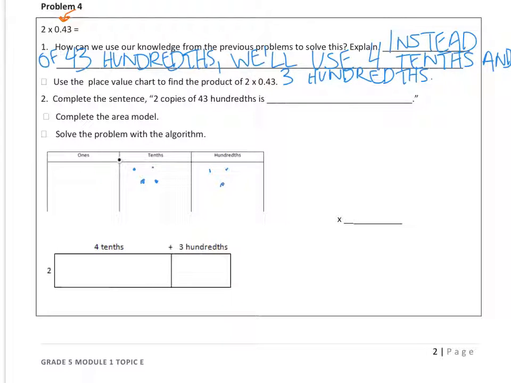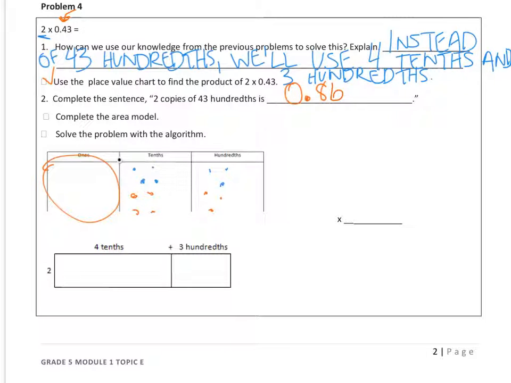And how many copies do I need? Oh, I need 2 copies, so I'll do the other copy in a different color, just to make it easier to look at. Okay, so now we need to complete this sentence. 2 copies of 43 hundredths is, well, let's see, what is it? So I've got 1, 2, 3, 4, 5, 6, 7, 8 tenths. So hold on, let me write that down. 0 in the ones place, because I don't have any ones. So I had 8 tenths, and then 1, 2, 3, 4, 5, 6 hundredths.